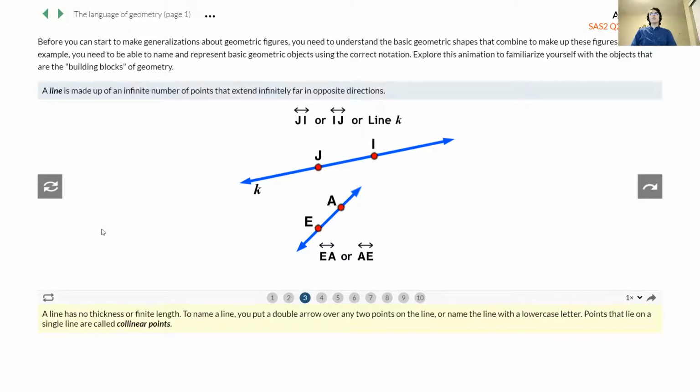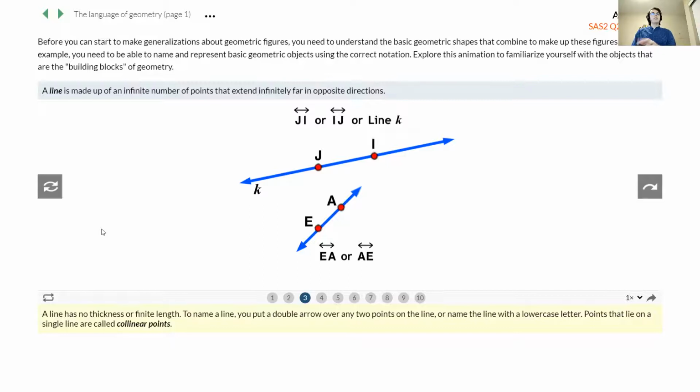I can also name the line with a lowercase letter because I might not want to have to use 2 points to name it. I might want to go a little quicker, right? 2 points, that's a lot more words in my mouth, words on a piece of paper. 1 point, that's easier. Now, K is not a point, right? Because I can't build a line with just 1 point, but I can use just 1 letter to represent it, to go a little quicker.